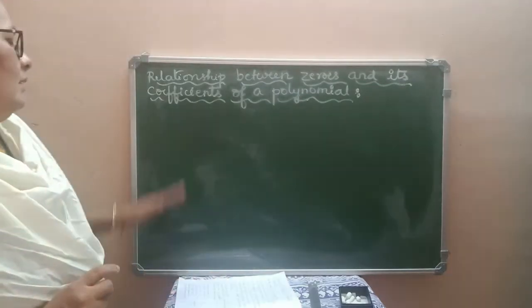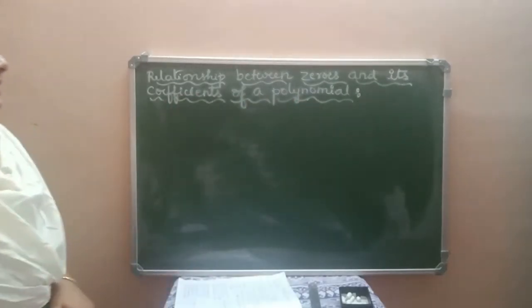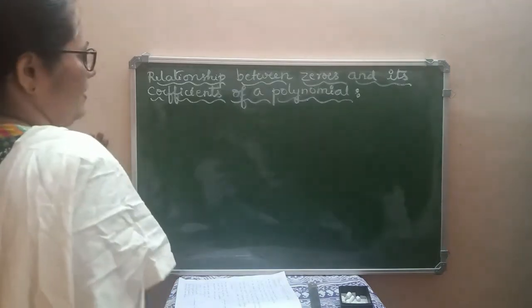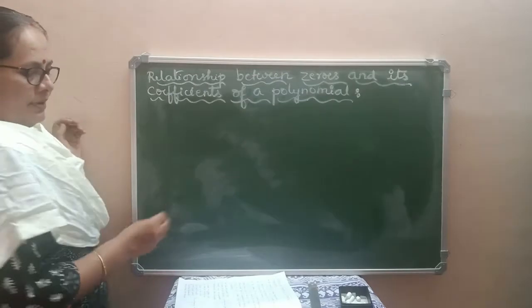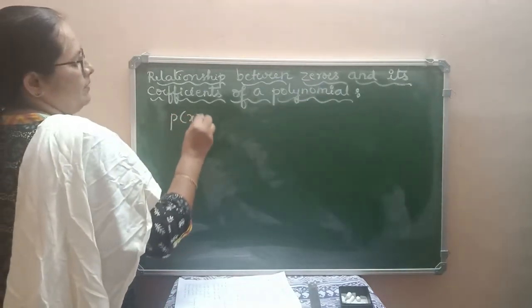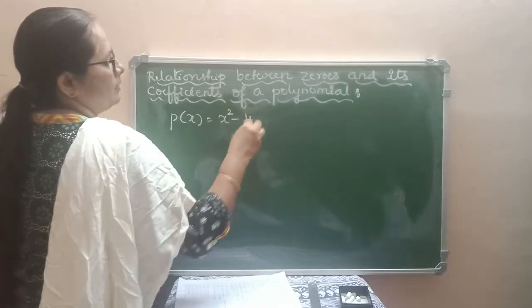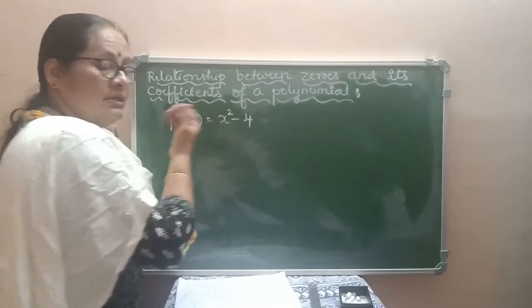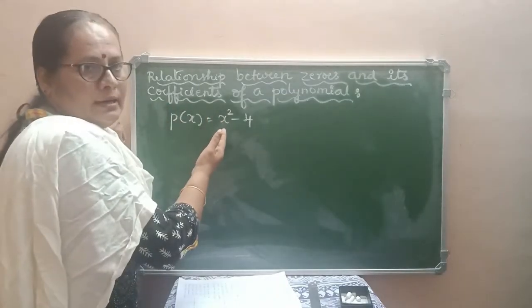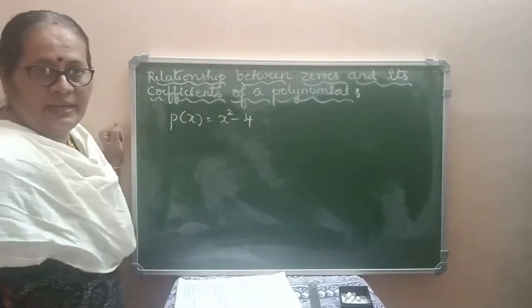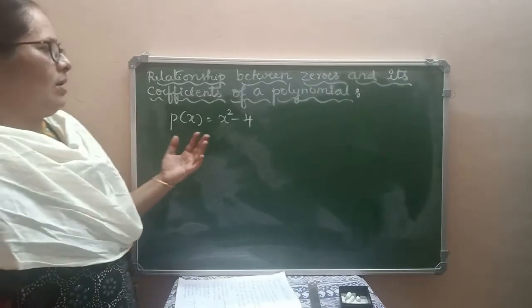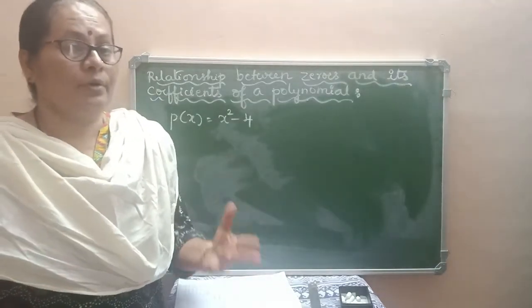Now we are going to discuss the relationship between zeros and coefficients of a polynomial. For example, take the polynomial x square minus 4. What are the zeros of the polynomial? How can we find the zeros of this quadratic polynomial? This is a quadratic polynomial, right? Because the degree of the variable is 2, so it is a quadratic polynomial, and you will get at the most two zeros.